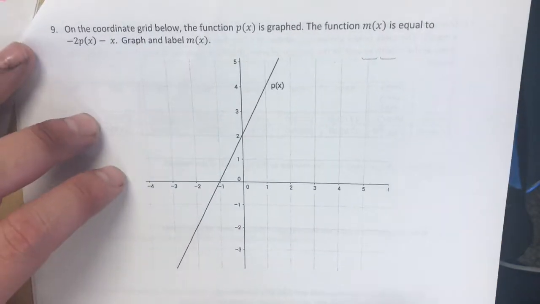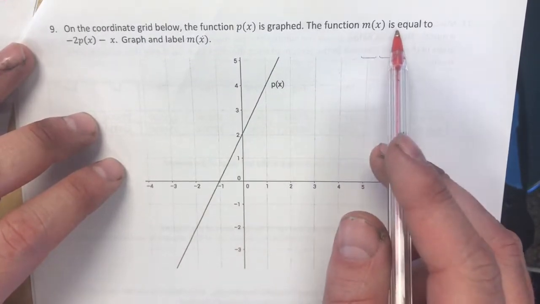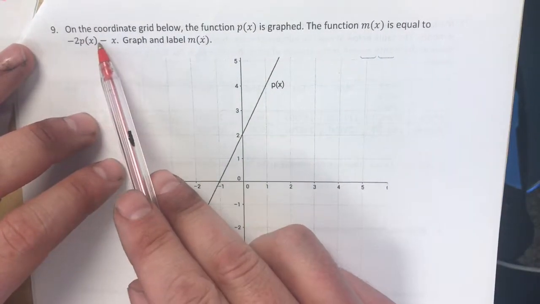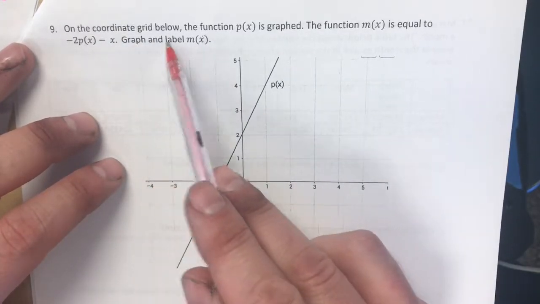Okay, the graph. On a coordinate grid below, the function p of x is graphed. The function m of x is equal to negative 2p of x minus x. Don't get scared here, guys. This isn't as bad as it looks. Graph and label m of x.